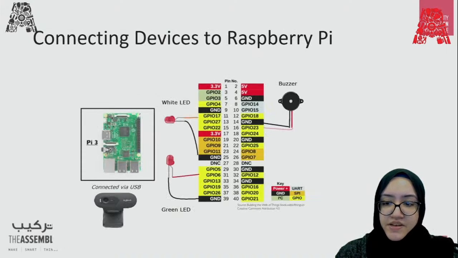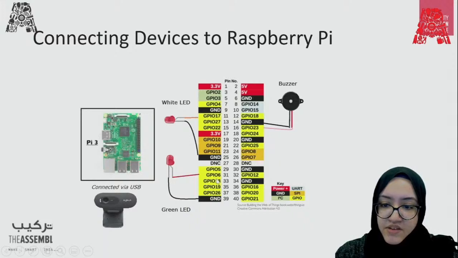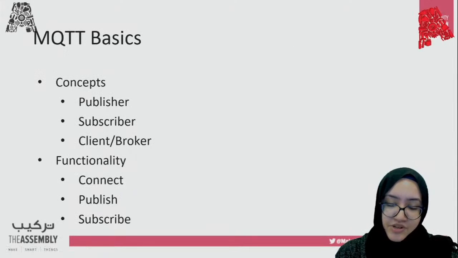So the first step is connecting the devices to the Raspberry Pi, which I will be showing later on, but this is the pin diagram. If you would like to note down anything specific, such as the pin numbers, I will be going through them slowly. So all of these LEDs, the buzzer, and the USB camera are connected to the Raspberry Pi. Okay, so let's start with MQTT, the basics.